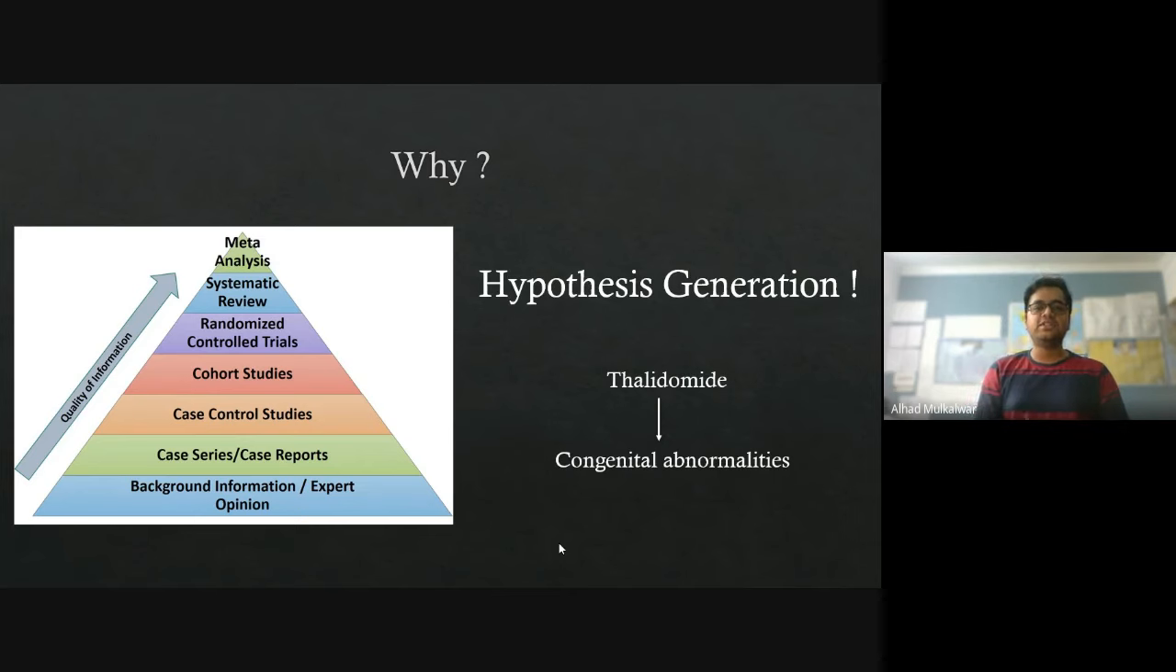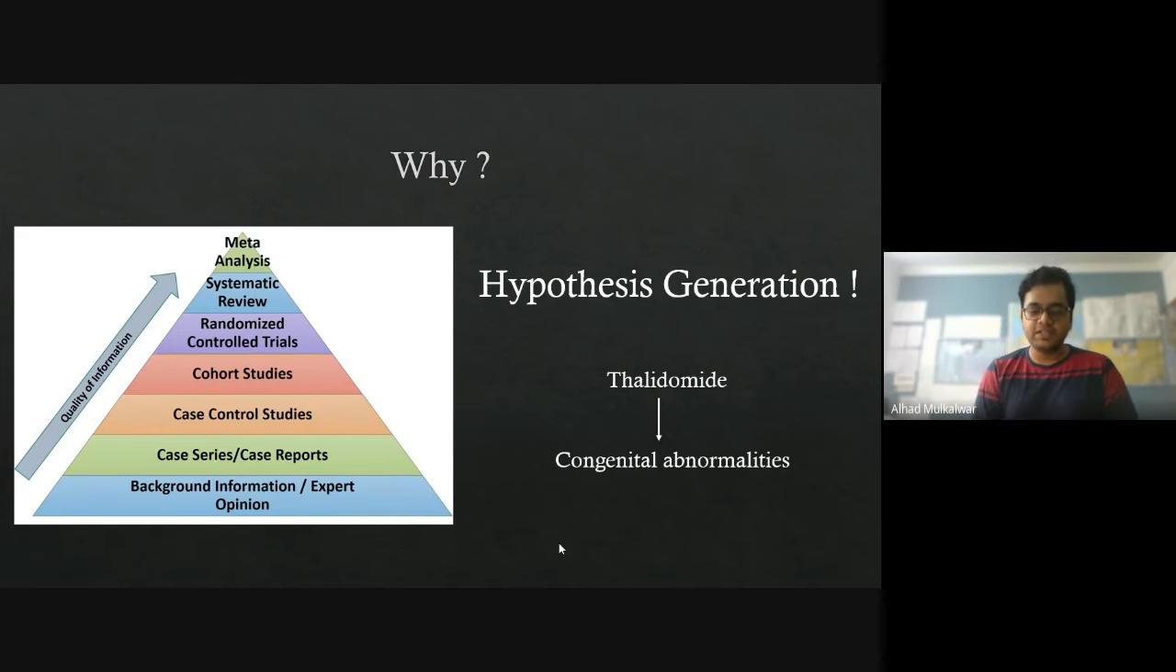And then clinicians say, okay, you know what? If this is being seen by so many people, maybe there is some merit to this. Maybe thalidomide is what is causing these congenital abnormalities. And then you do further studies, and that is how eventually any particular hypothesis is either proven or discarded. Whatever the outcome, it is still significant.